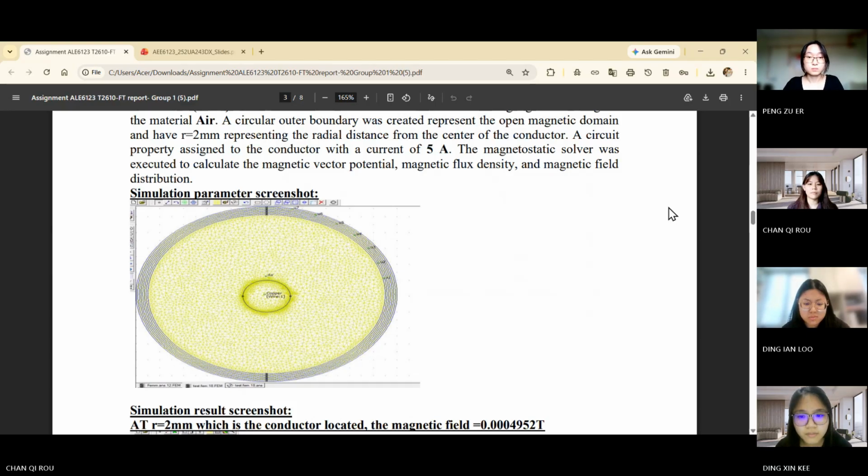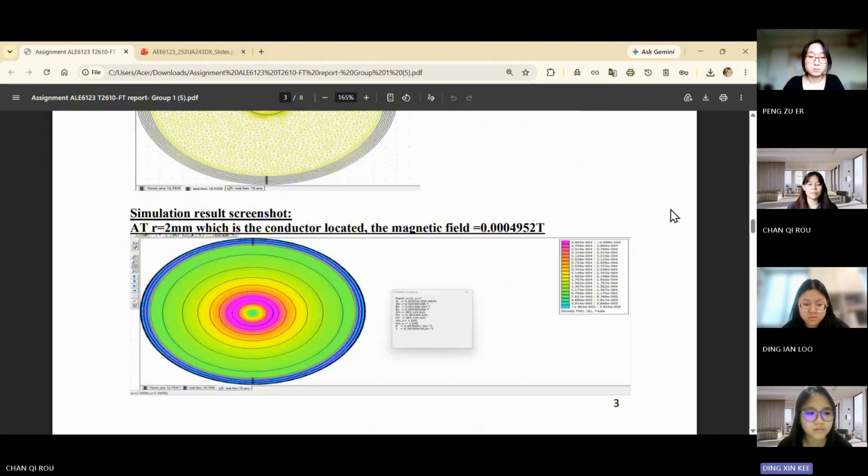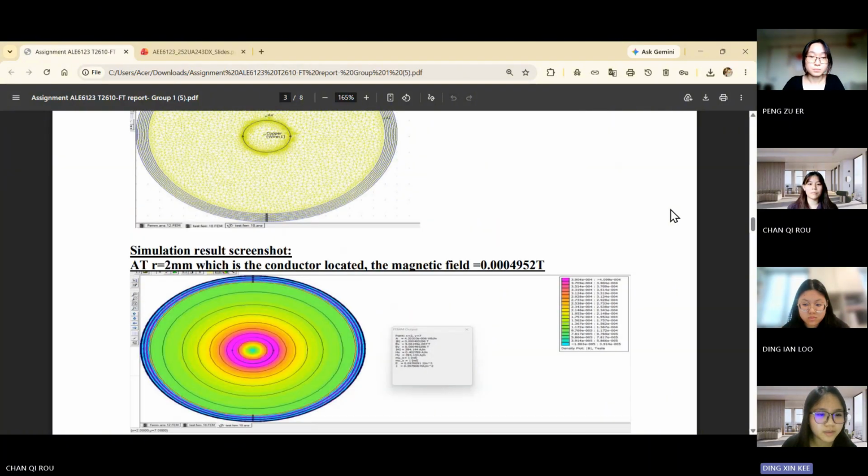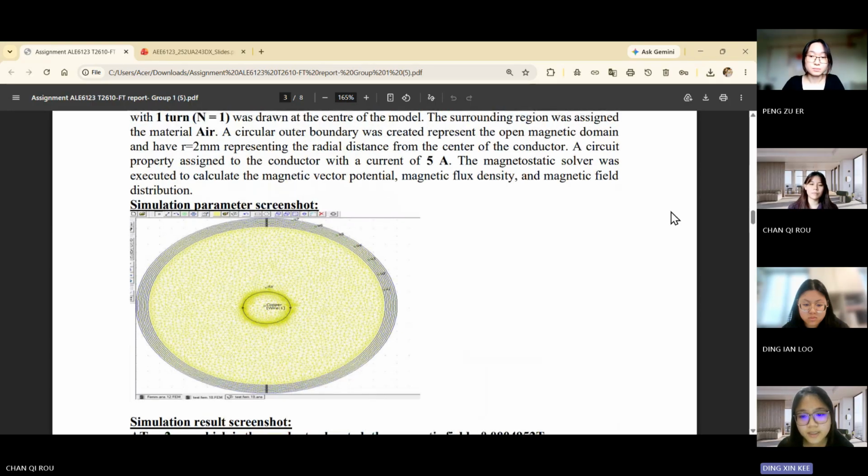Next, the material properties were assigned. The conductor was assigned as copper because copper is a good electrical conductor. The surrounding region was assigned as air. Air has a relative permeability of approximately 1, which means it does not affect the magnetic field distribution. A circuit property was assigned to the conductor, where the current was set to 5 and the number of turns is equal to 1. This means the current of 5 amperes flows through the conductor.